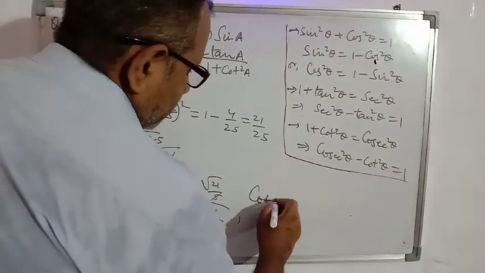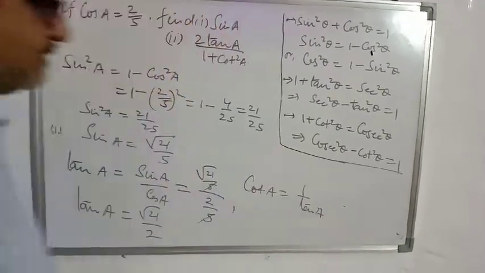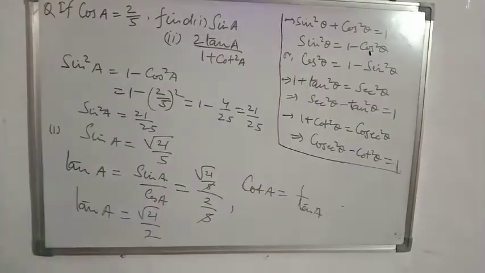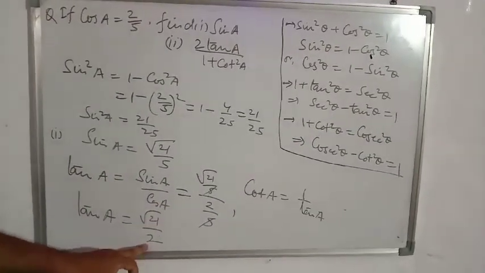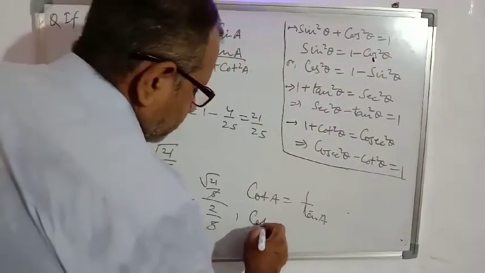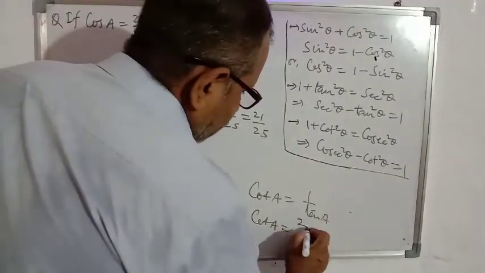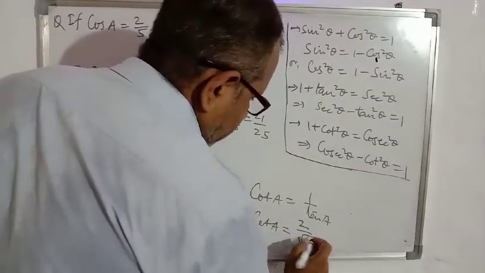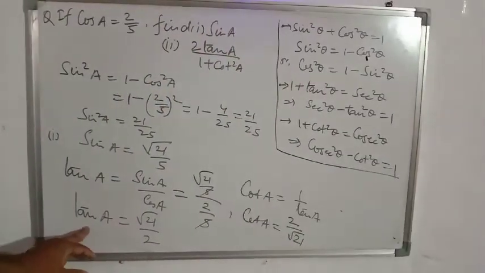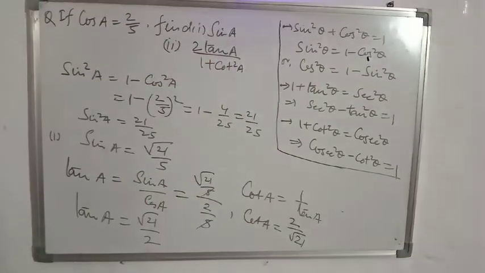We know that cot A is 1 upon tan A, the reciprocal relation. Tan and cot are both reciprocals. So cot A is equal to 1 upon tan A. Tan A is root 21 upon 2. So what will be cot A? The reciprocal of this. So cot A will be the reciprocal of root 21 by 2, we can write 2 upon root 21. So the tan A and cot A values are known, and we can put them here to find 2 tan A upon 1 plus cot square A.